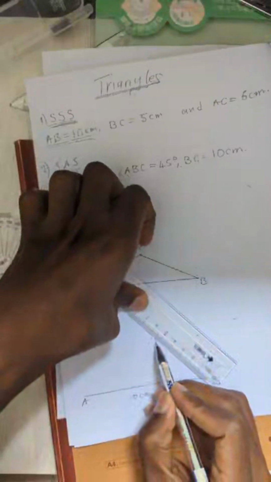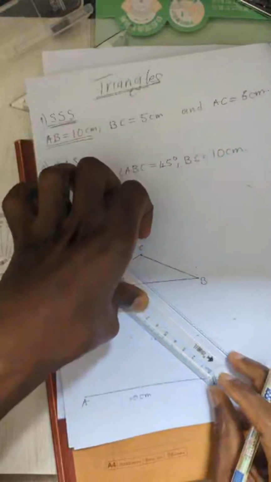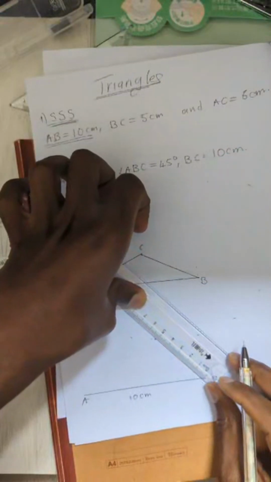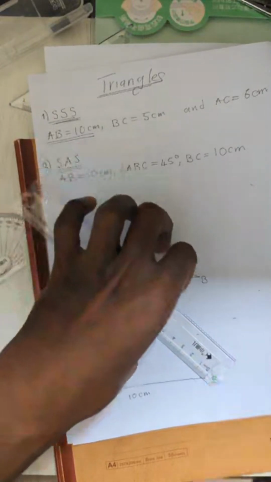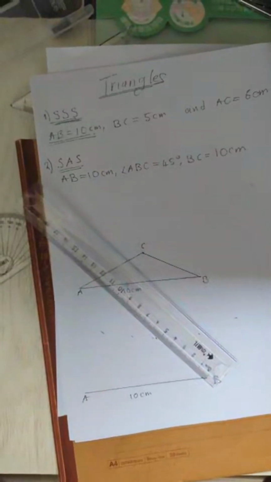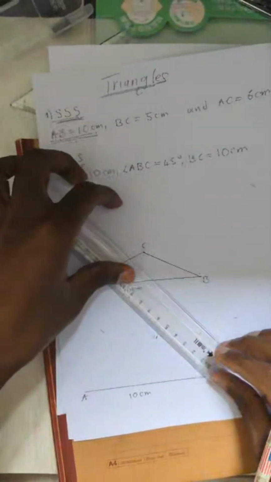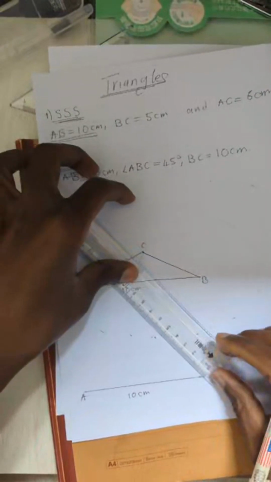Okay, this is a special point here, the one that is 45 degrees. We have to make sure that where we're starting from, it's 0. So you have to stand on 0.